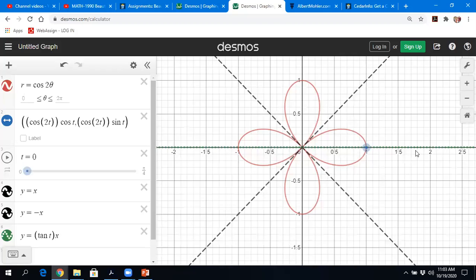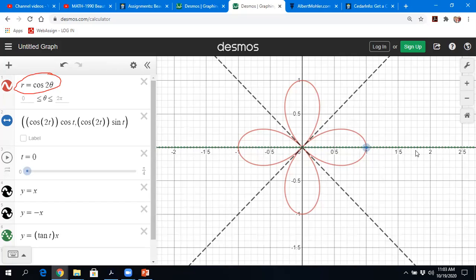Let's talk about this graph here because last time I graphed it by hand, but I was getting some blank stares. So I just wanted to go through this thing. It's the graph of r equals cosine of 2 theta. Okay, that's what we're graphing here.